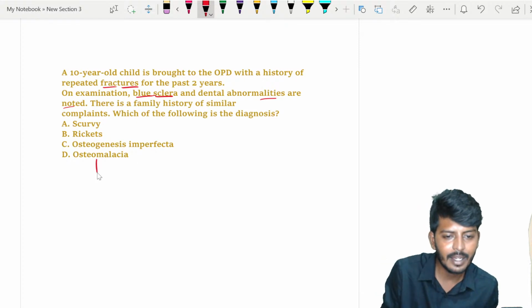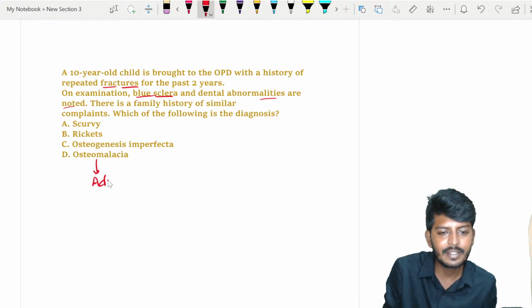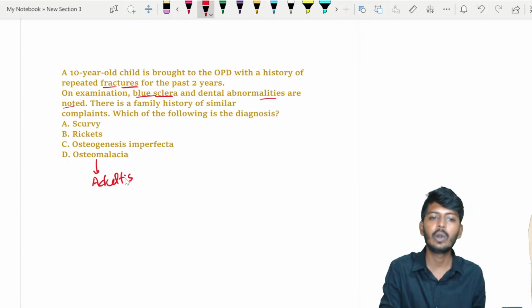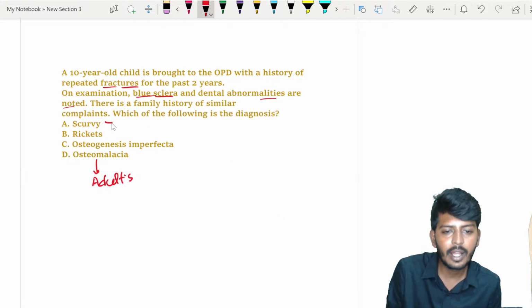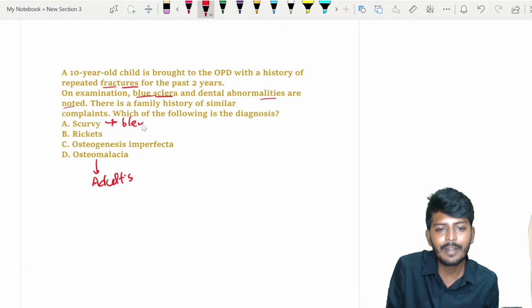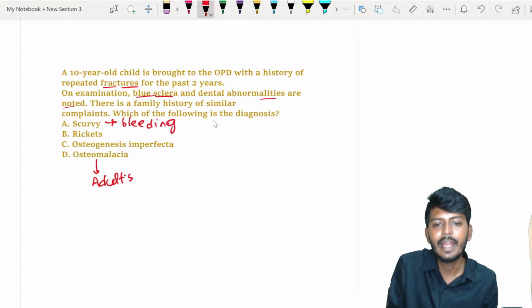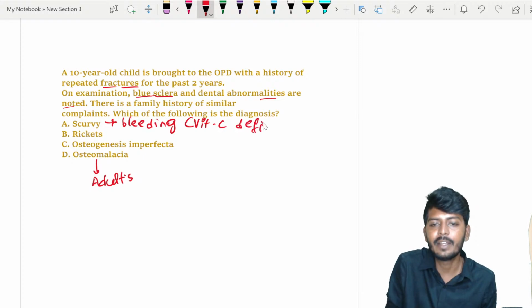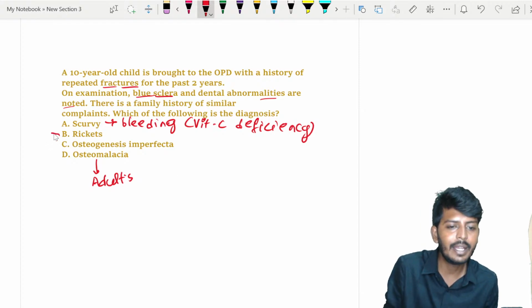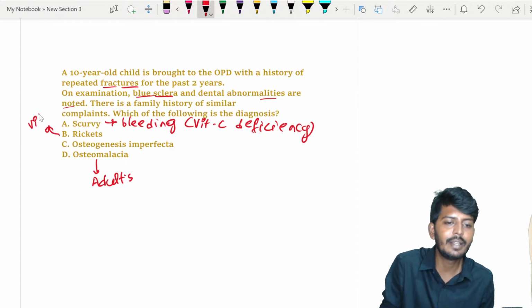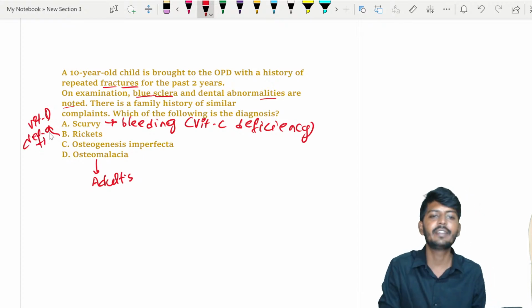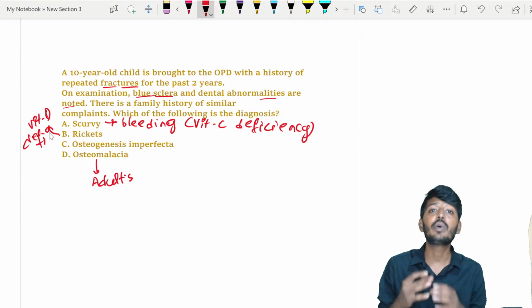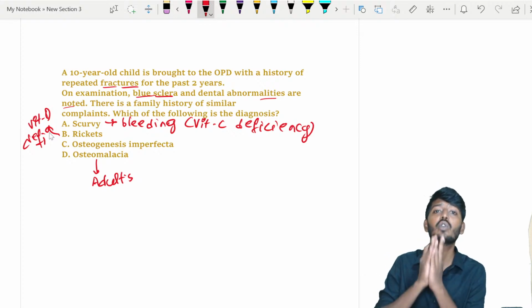First thing, osteomalacia, let's rule it out. Osteomalacia is a disease of adults. Okay, in scurvy, what happens? Bleeding should be there. Scurvy will have bleeding. Scurvy occurs because of vitamin C deficiency. Then the next important one is rickets. Rickets is due to vitamin D3 deficiency. And here also again the symptoms of rickets are totally different.